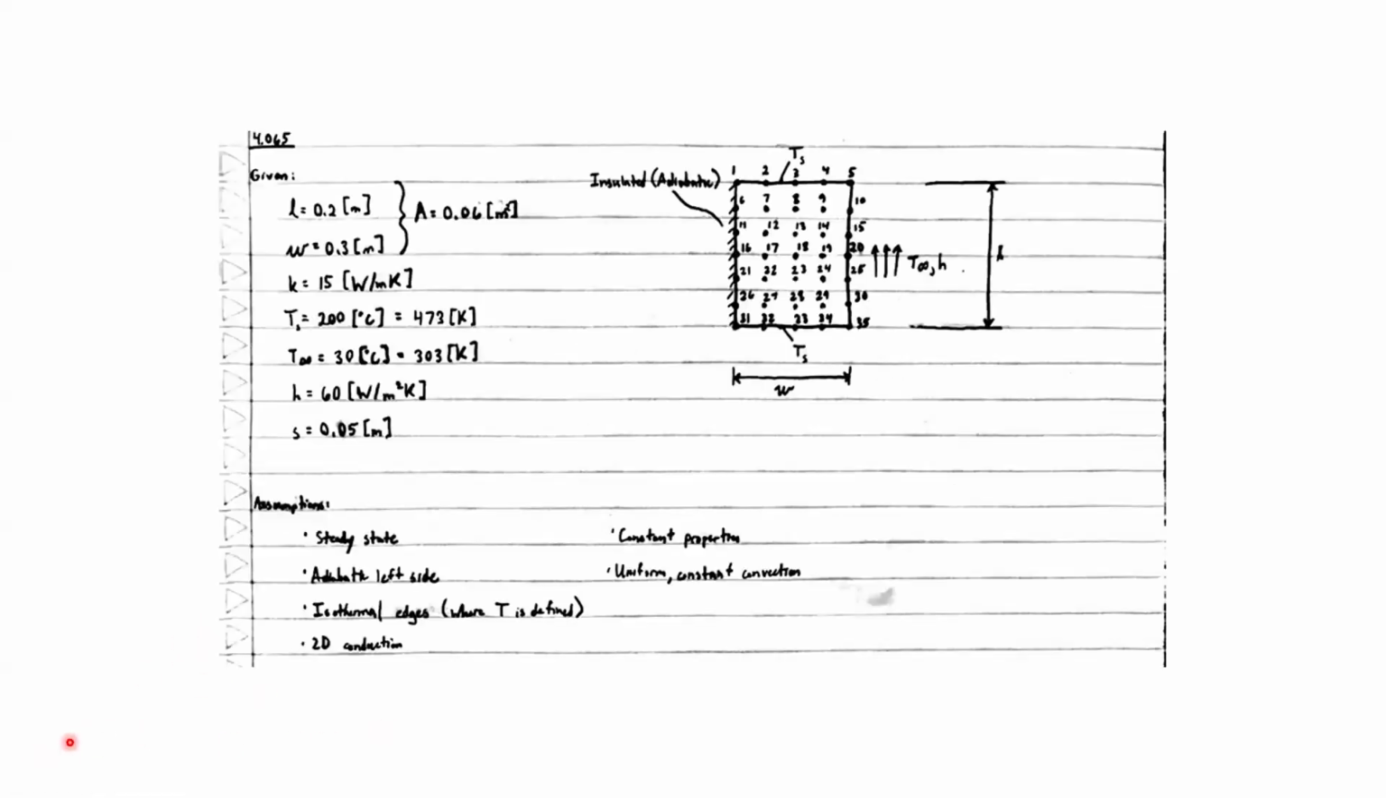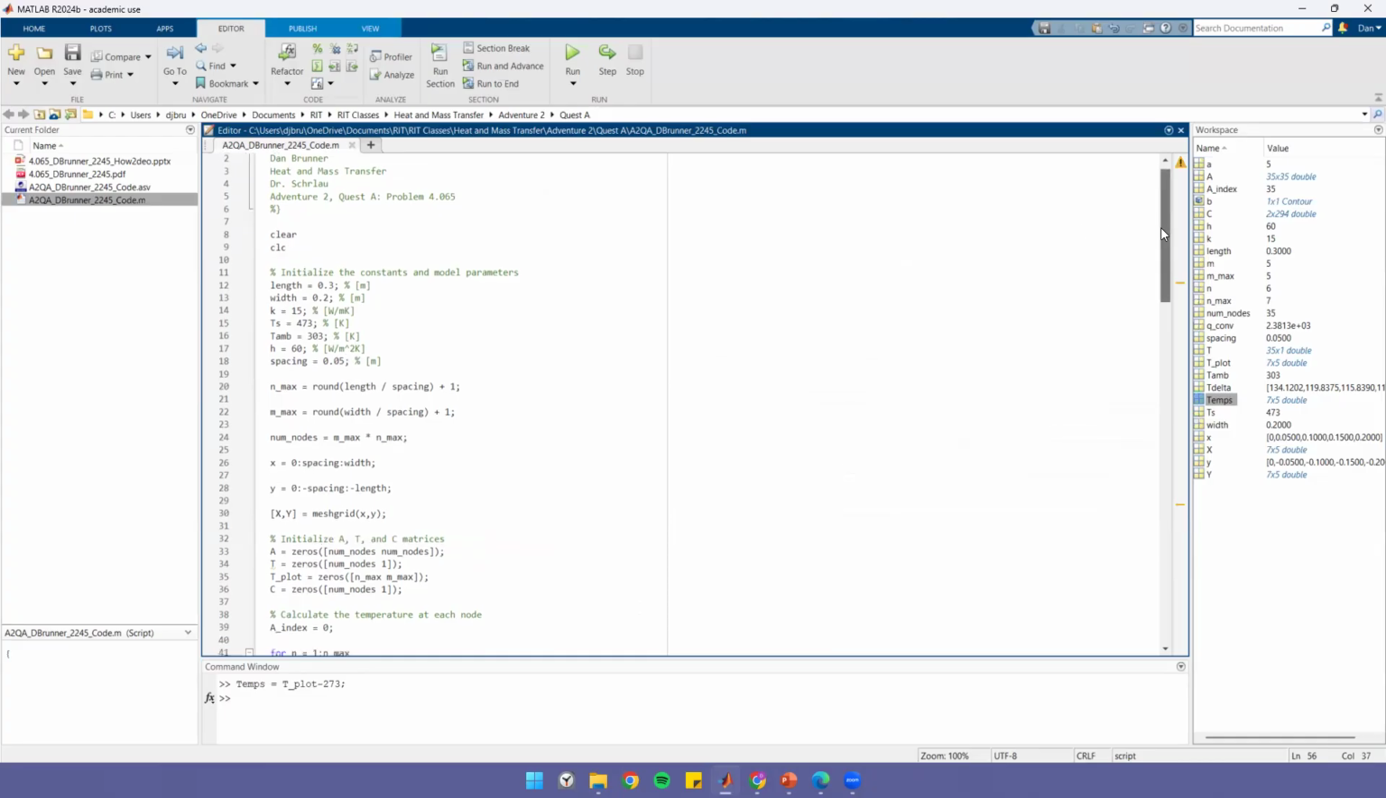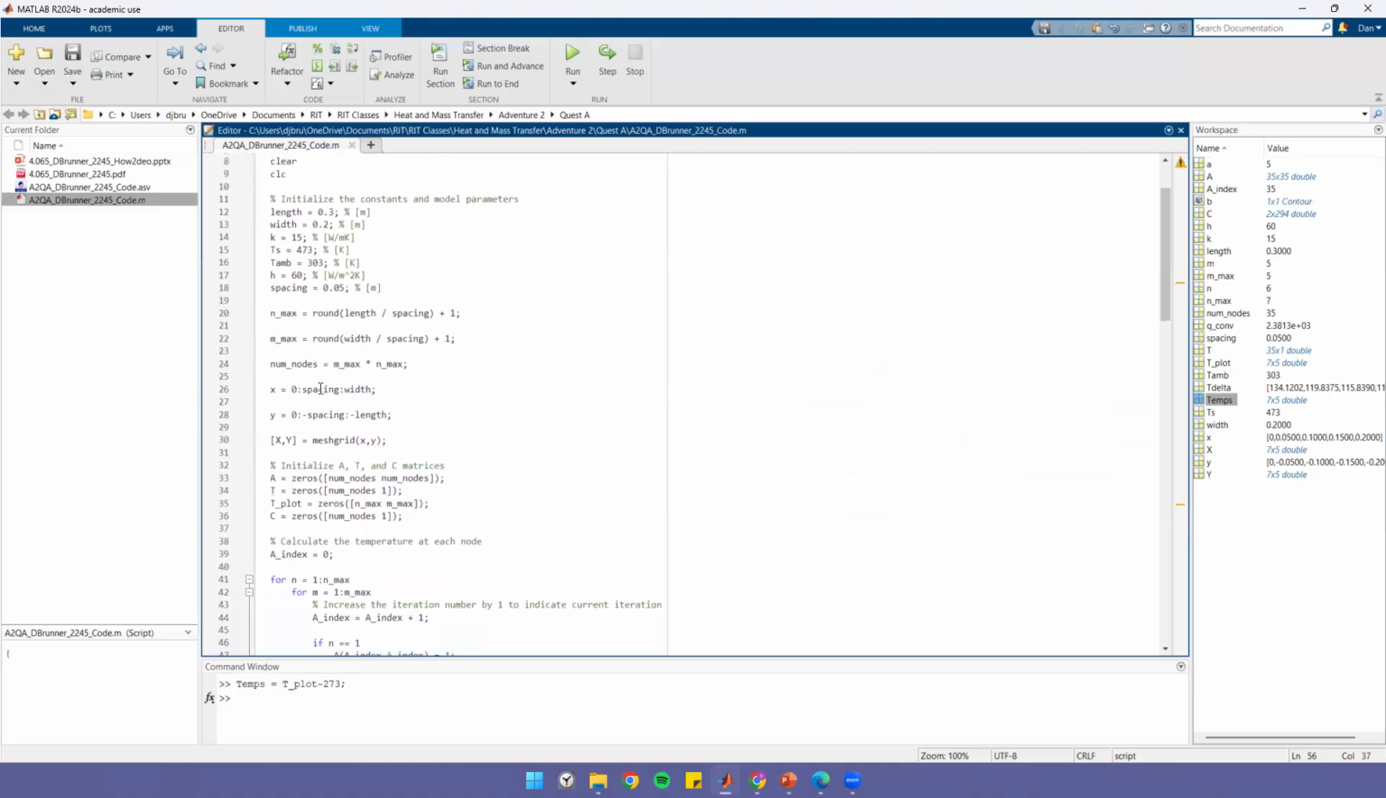And so if I open up my MATLAB script, I'll show you what I did here. So I, of course, first initialized all of the constants and model parameters. The spacing is given by the problem to be 0.05 meters. I calculated the total number of nodes in this bar.